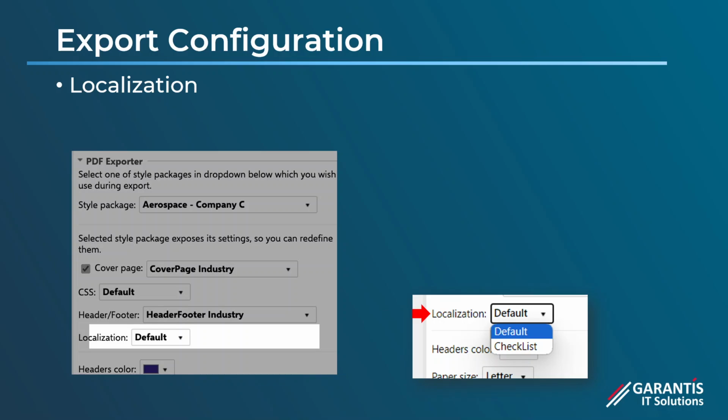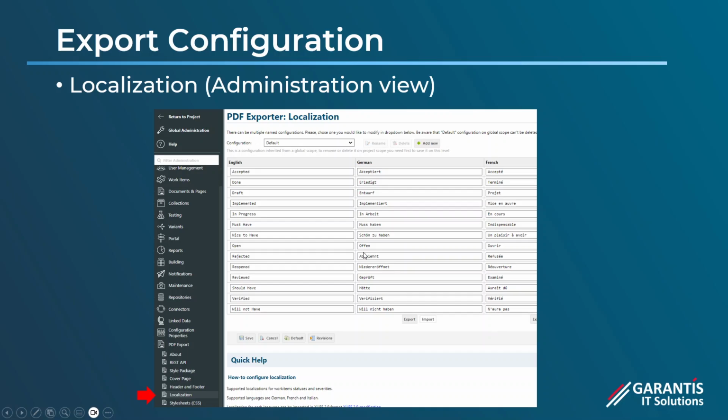Localization is the replacement of text on the fly. You can replace text, for example, for status, for some enumerations, or just any text. And you can also define multiple localizations. They look like this. You have different languages. We have English, German, French, and you define how these words will be translated into a different language.